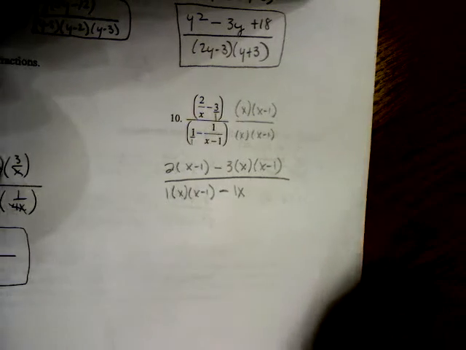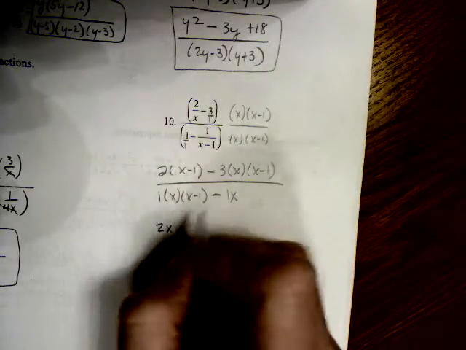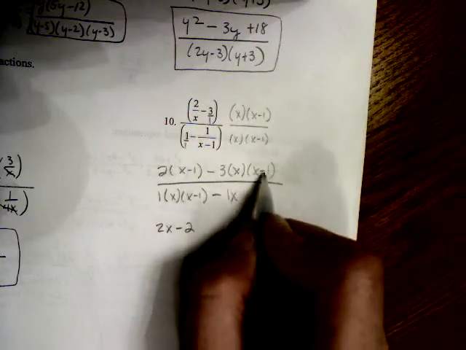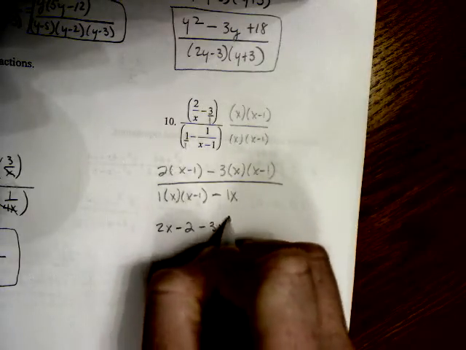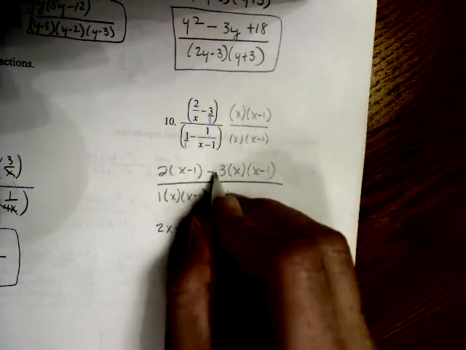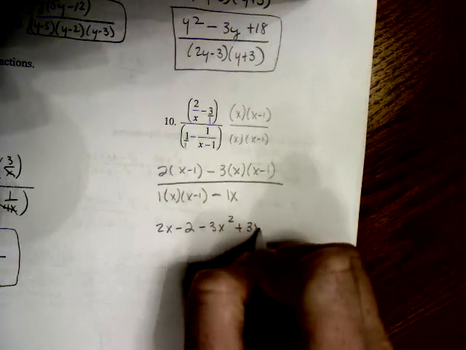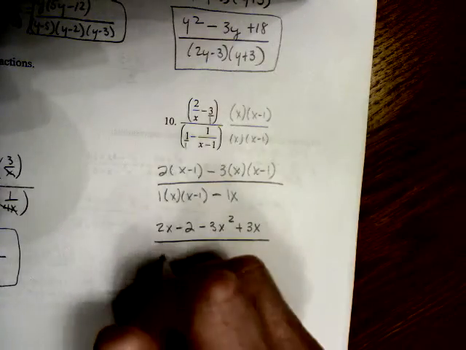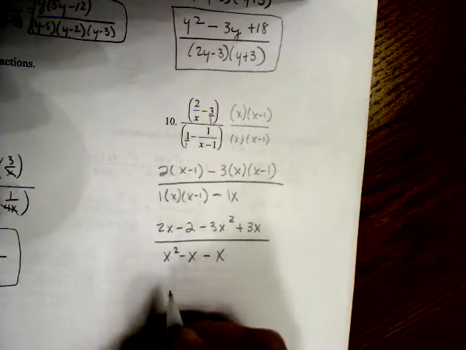And then we can just simplify this expression. 2 times x is 2x. 2 times negative 1 is negative 2. Now I'm going to take this negative 3x and distribute it through the x minus 1. So that gives us a negative 3x squared plus 3x, since negative 3x times negative 1 is a positive 3x. Okay, over, I'm going to distribute the x here. So x squared minus x minus another x.